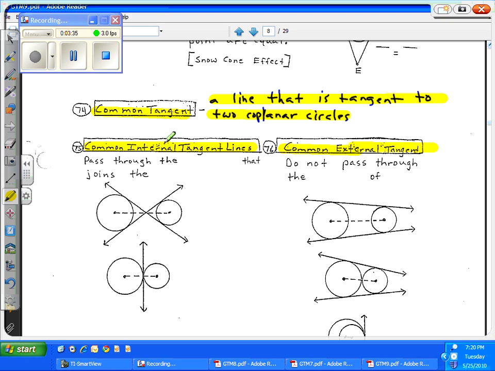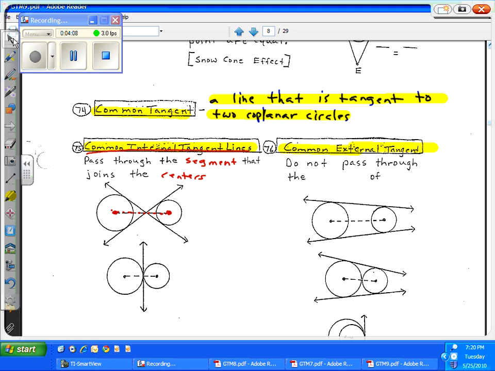A common internal tangent line is tangent to both circles, but it passes through the segment that joins those centers of the circles. We call that the segment of centers. So a common internal tangent line passes through the segment that joins the centers, which we call the segment of centers.